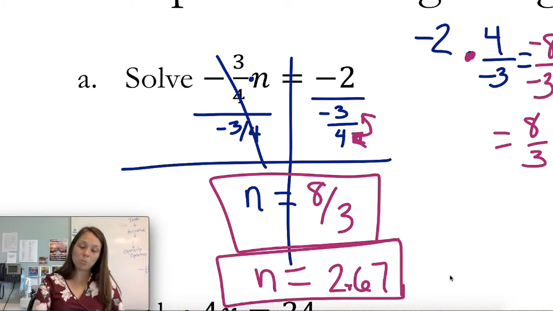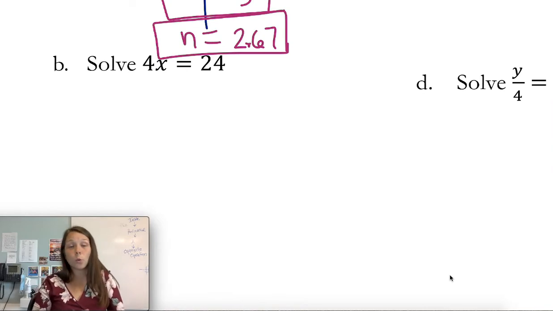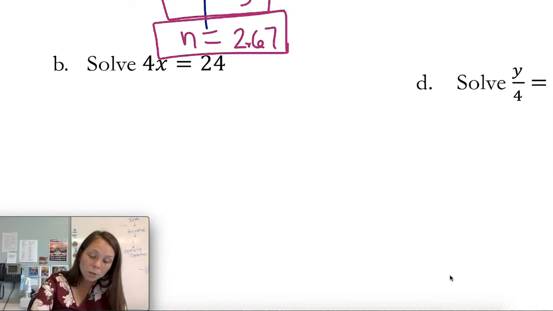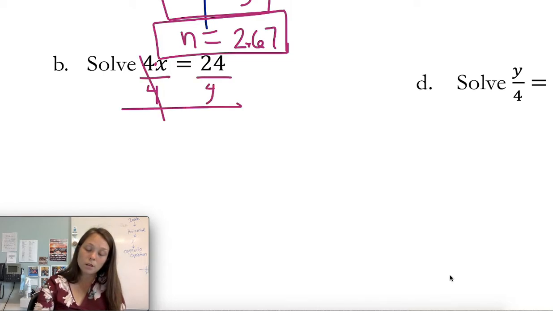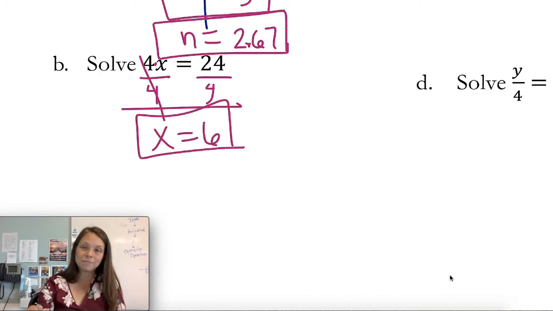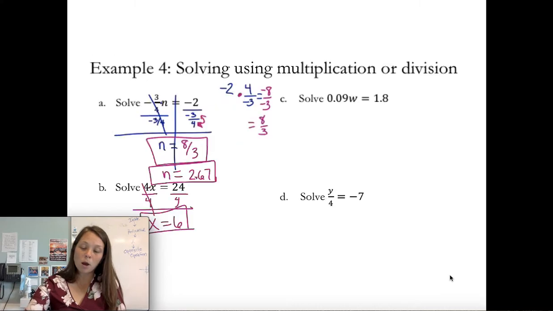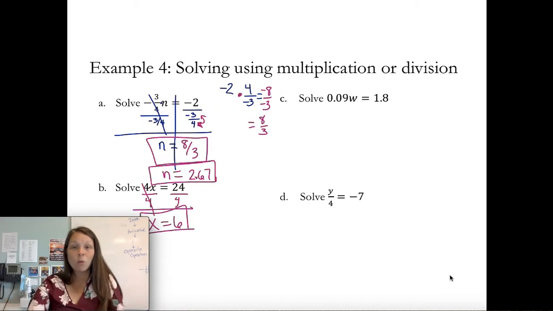Taking a look at part B, 4x equals 24. What's happening between the 4 and the x is multiplication. Opposite or inverse of multiplication is division. So I get x is equal to 6. I want you to try problems C and D on your own. Pause the video, then press play to see the answer.